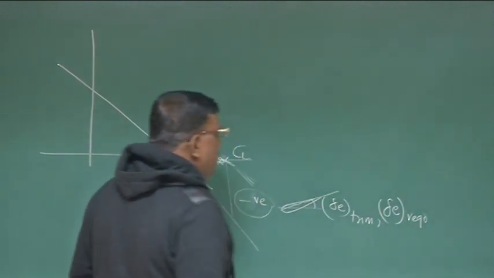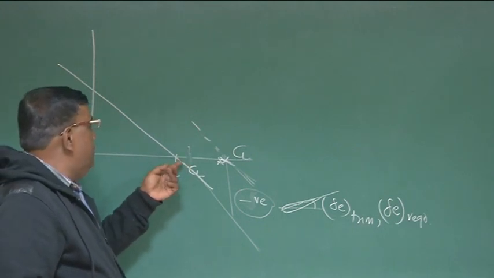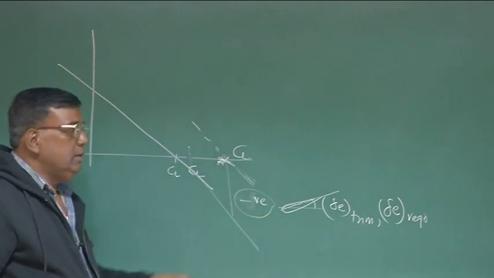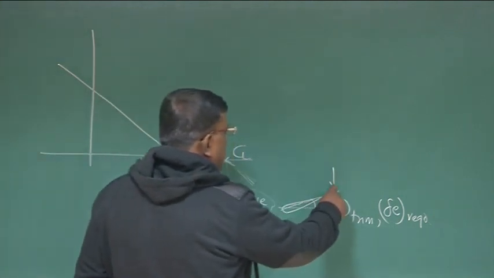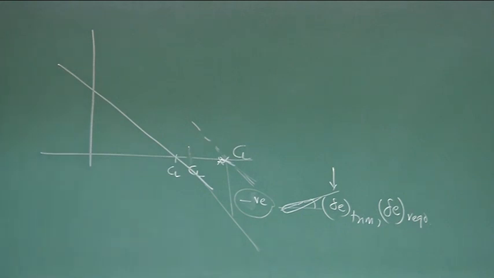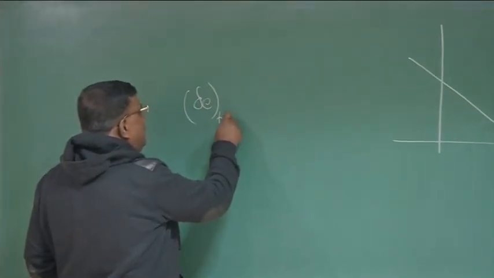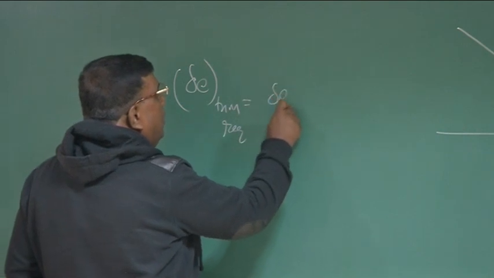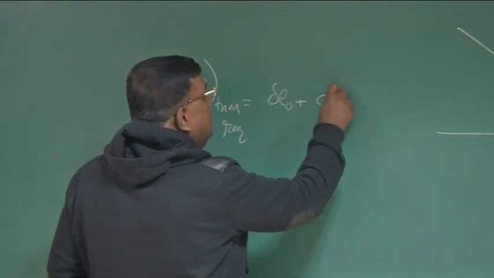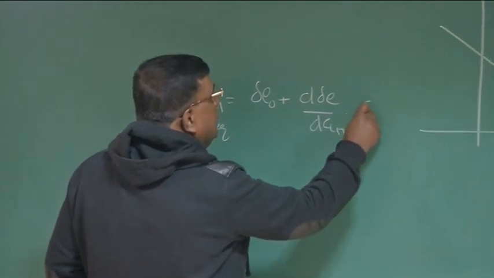If I know that, then I can trim the airplane, which was earlier trimmed at this CL, from this CL to this CL, by putting this much delta E trim. Who decides how to calculate that delta E trim? Please understand this. This delta E trim or delta E required, whatever you say, will be given by delta E naught plus d delta E by dCL trim into CL trim.